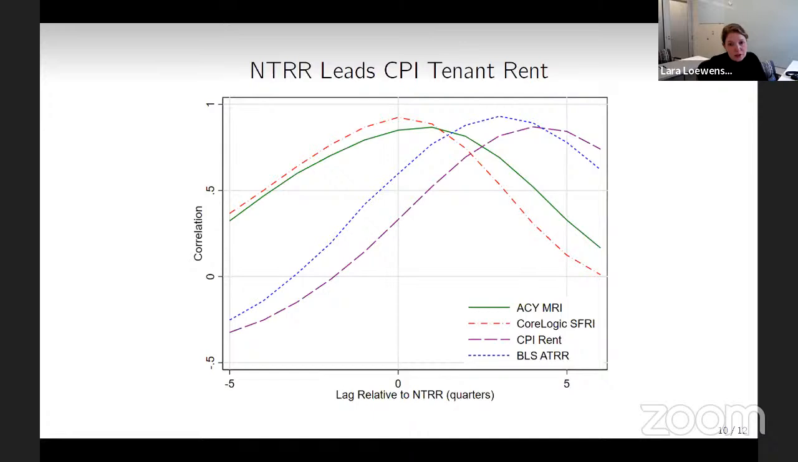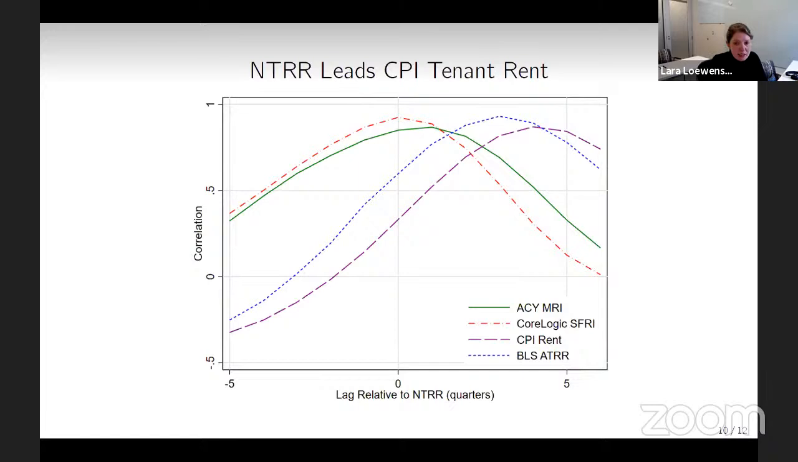So what we're doing here is we're plotting correlations of each index relative to our new tenant repeat rent index. So on the x-axis, you have lags relative to new tenant repeat rent. So the zero line is showing you the concurrent correlation between a given index. So take the red line, which is the CoreLogic single family rent index, the current CoreLogic inflation measure relative to the inflation measure based on our new tenant repeat rent index. And you can see for that red line, the peak correlation is at zero. So effectively, CoreLogic SFRI and our new tenant repeat rent index are very similar in terms of the timeliness of the inflation dynamics.